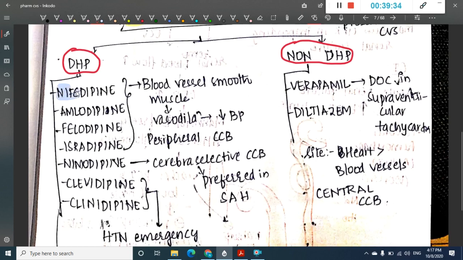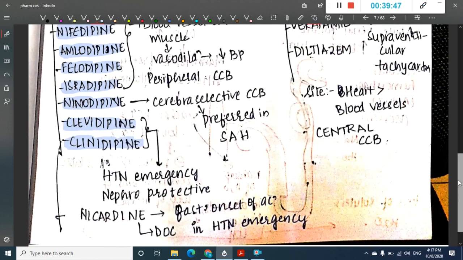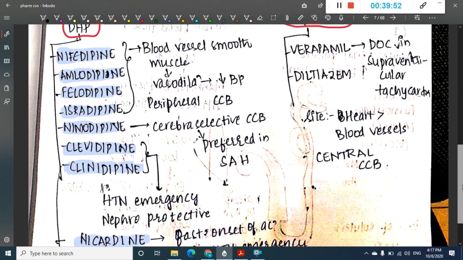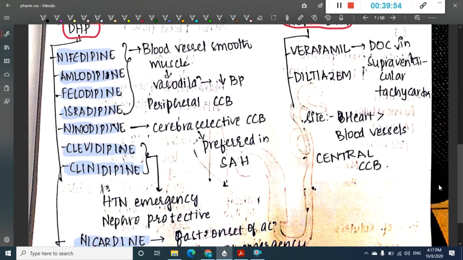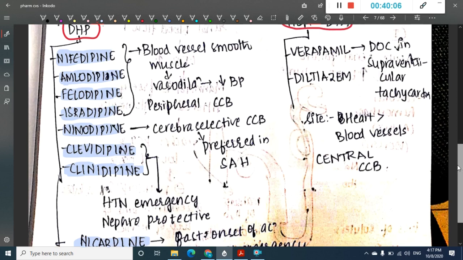The dihydropyridines include nifedipine, amlodipine, felodipine, isradipine, nimodipine, clevidipine, cilnidipine, and nicardipine. So these are the dihydropyridines which we have.